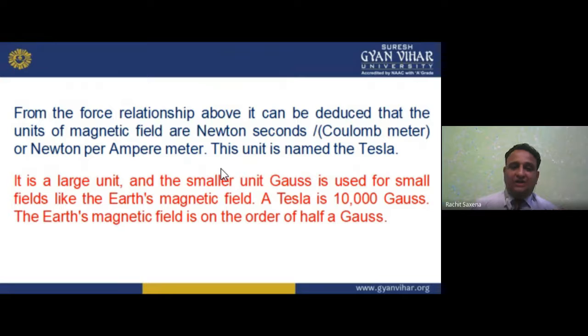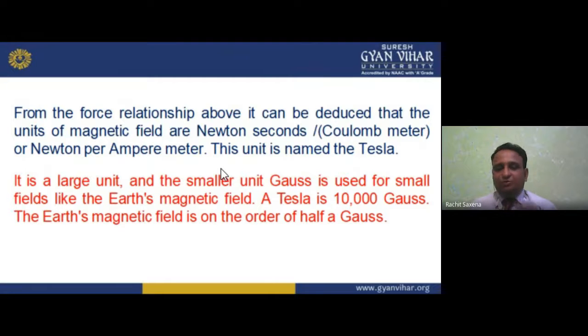It is a larger unit, and the smaller unit Gauss is used for small fields like the Earth's magnetic field. As I told you in my previous lectures, Earth has a magnetic field. If I have a magnet, its south pole will be attracted toward the Earth's magnetic pole, which means that pole is a north, so we call the Earth's pole south. Opposite poles attract, same poles repel.